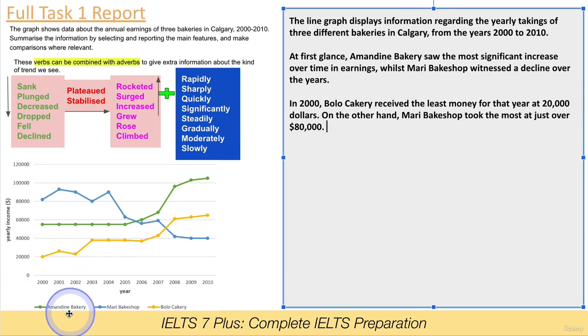I'm going to mention Amandan Bakery at the end of the group because it stays the same throughout. So I'll just put a line at the end of this paragraph to say that it kept the same, it plateaued throughout all of these years. Okay, what's happening in 2001 or 2002? Maybe we could do anything significant happened.